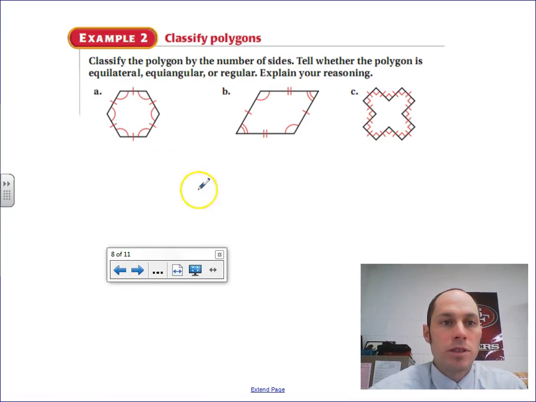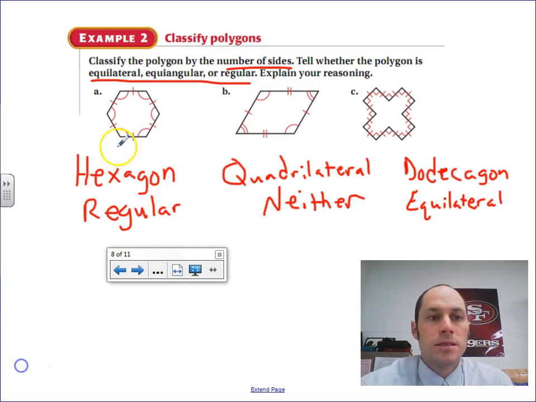So take the time, using that chart, to classify these polygons by their number of sides. Give it the name, and then tell whether it's equilateral, equiangular, or regular. Pause the video, start it when you're ready to check it out. So A, we have 6 sides. A 6-sided figure is a hexagon. All the sides are congruent. All the angles are congruent, so it will be regular.